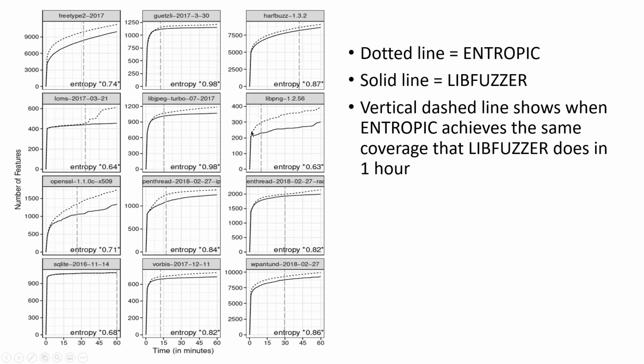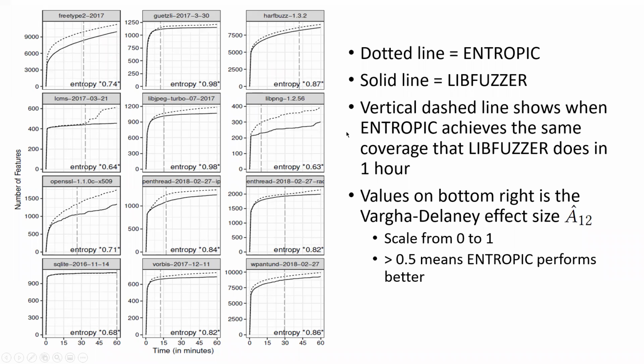So, for example, in this library PNG graph, the previous fuzzer in 1 hour discovers 300 species, but Entropic discovers that in less than 15 minutes. The values on the bottom right of each graph show the Vargha-Delaney effect size. This effect size is a scale from 0 to 1, and if it is more than 0.5, it means that Entropic performs better.